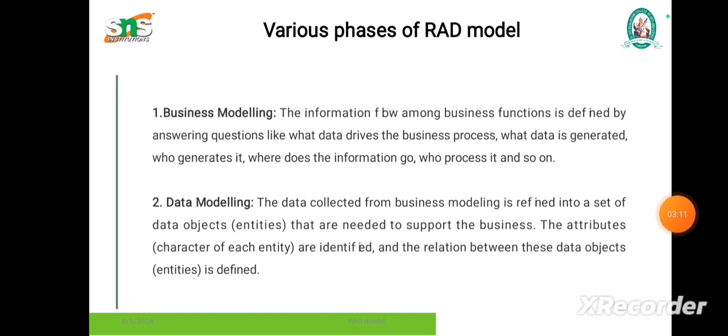The second phase is data modeling. The data collected from the business model is refined into a set of data objects, that is entities, that are needed to support the business. The attributes, which are the characteristics of each entity, are identified, and the relationships between these data objects are defined.